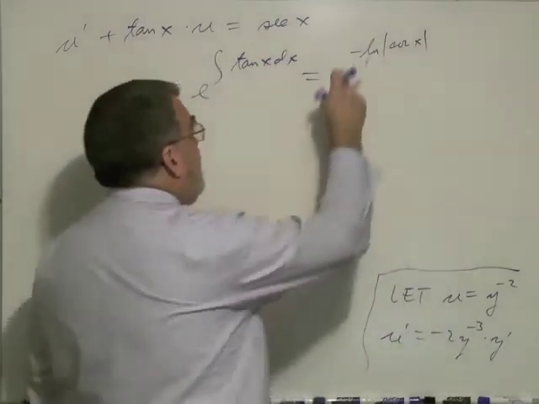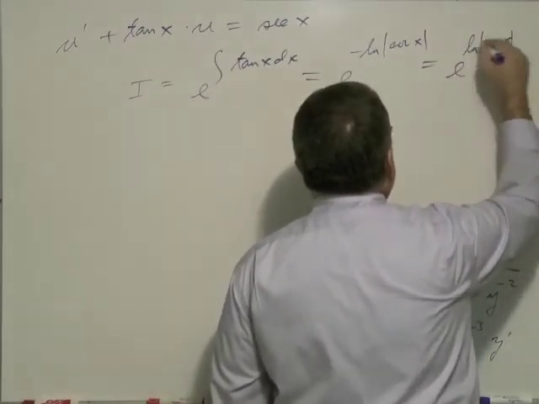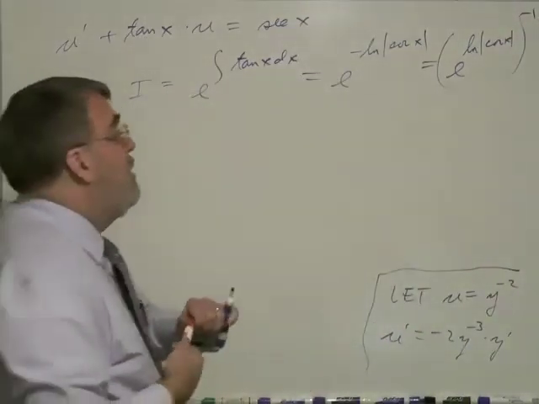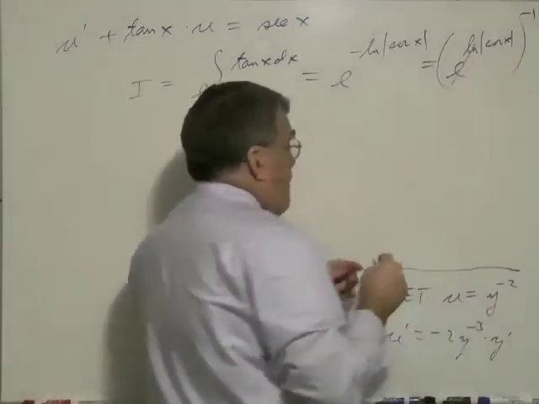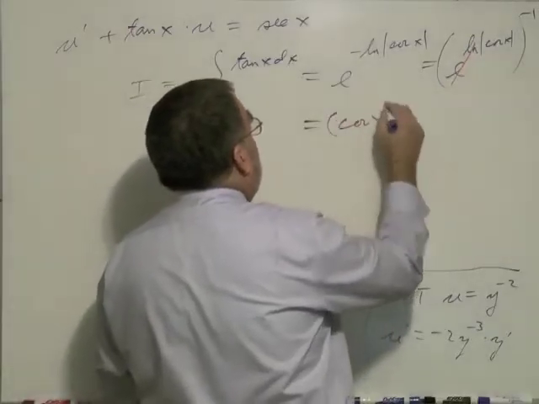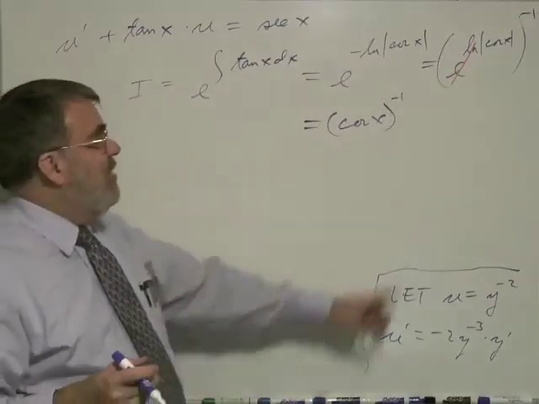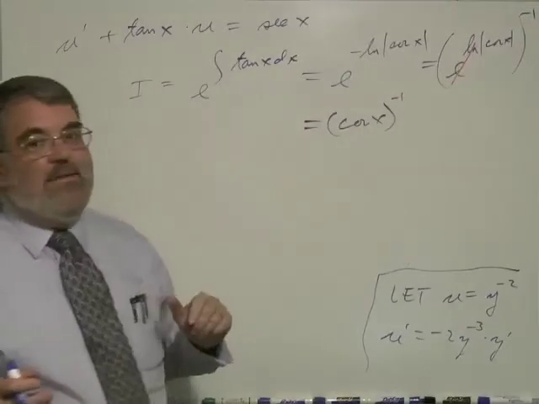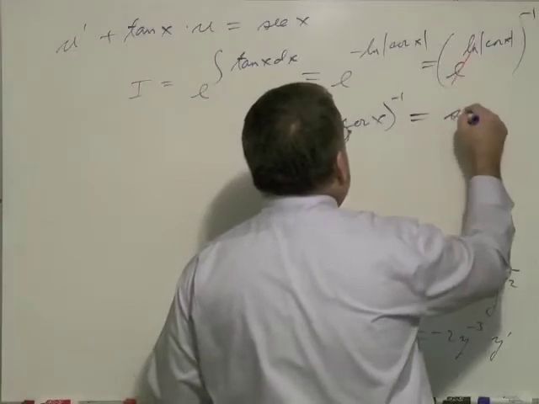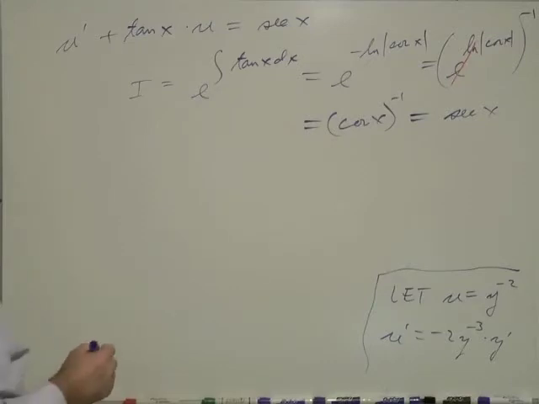And here we can think of the minus sign as a negative 1 power, like so. That makes it convenient because, being inverse functions, e and natural log will cancel in this case. So I get cosine x raised to the minus 1 power. Now that's not the inverse cosine function. This is the power of negative 1 applied to cosine x, so that makes it a reciprocal of cosine, 1 over cosine, which is secant. So my integrating factor is the secant function.